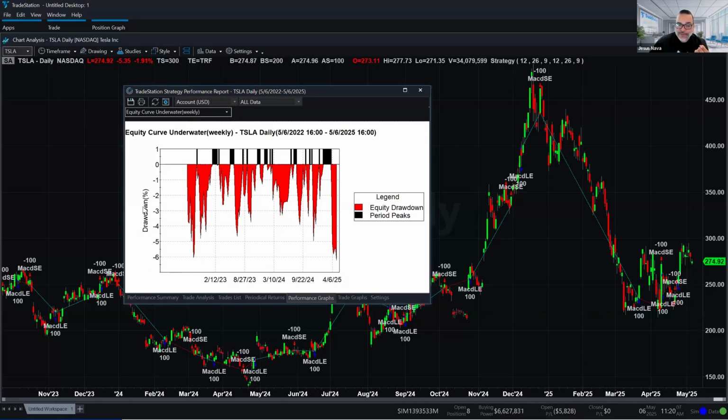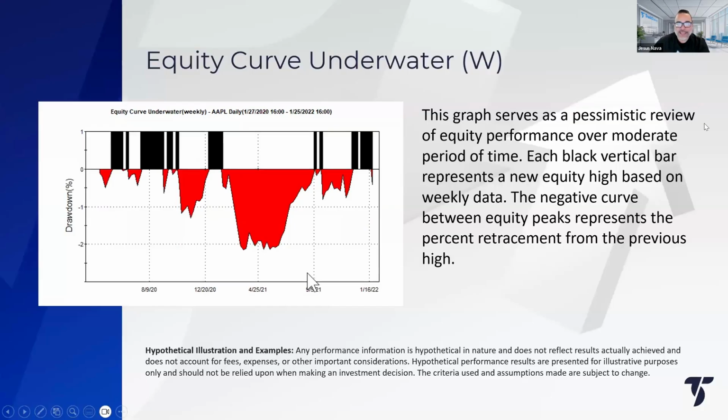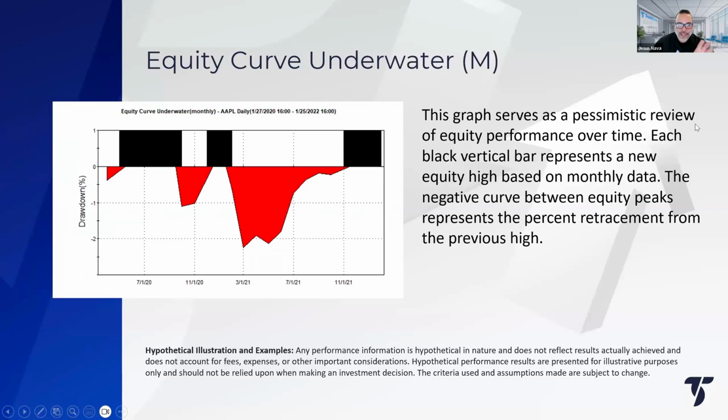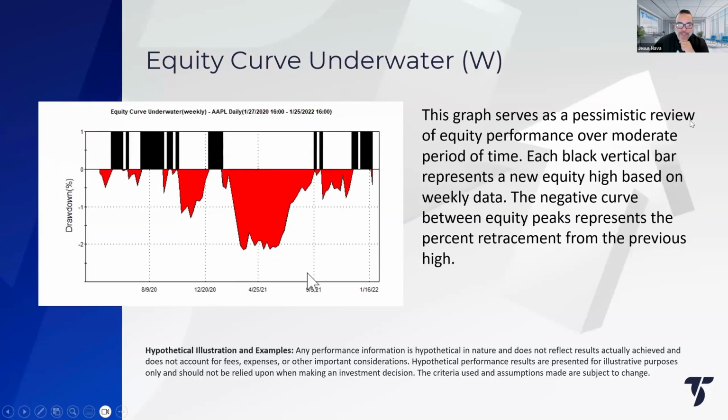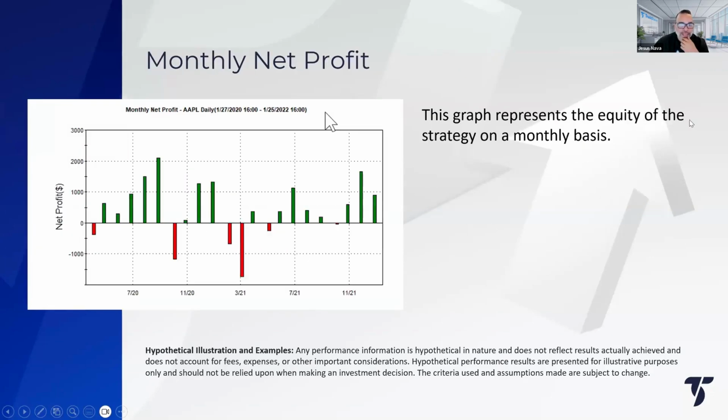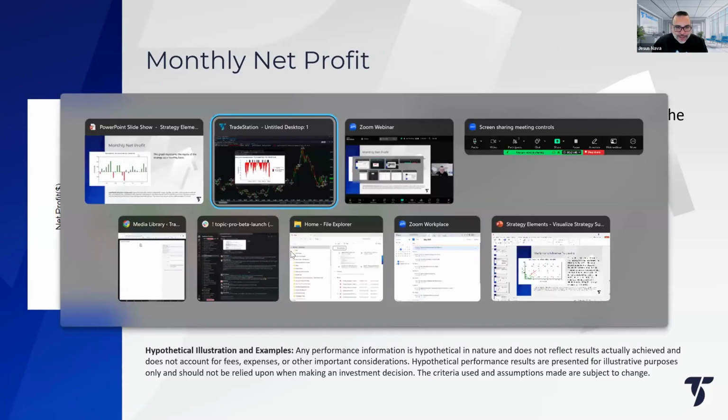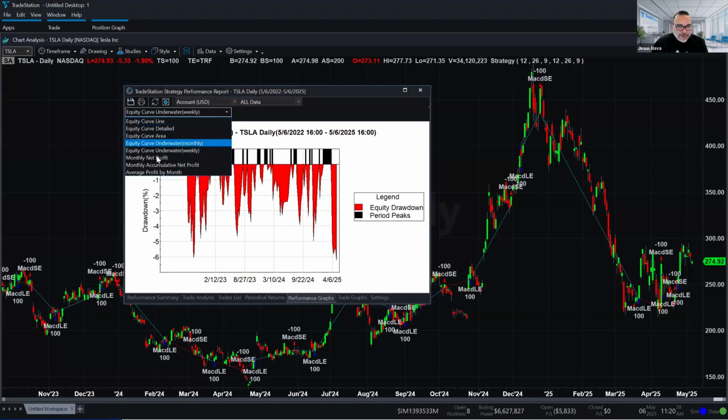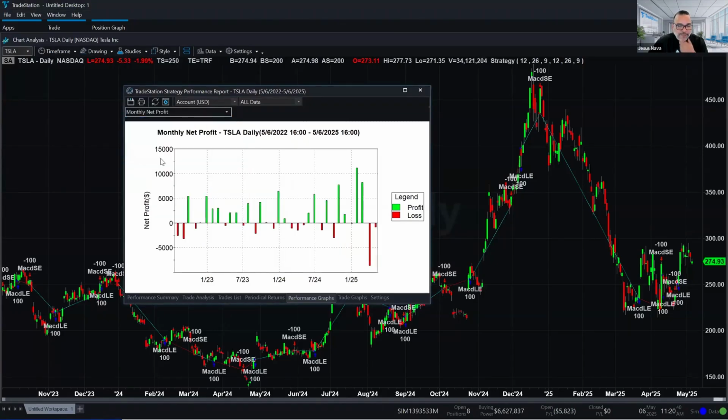You have that on a percentage basis here. So this is a 6% drawdown from that peak. Interesting. Let's go to the next graph. Excellent. So those two are good: equity curve underwater, monthly and weekly. Then we have the monthly net profit, which in this case combines. Let me see if it does. Let me go back to my strategy performance report and do a monthly net profit.